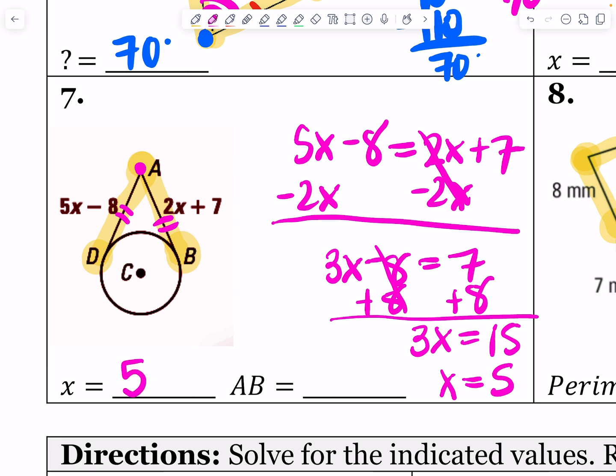If you want to be extra sure that you did it right, go back and plug it into both and make sure it's the same. 2 times 5 is 10 plus 7 is 17 for AB. But also 5 times 5 is 25 minus 8 is also 17. So I know that I did that one right.